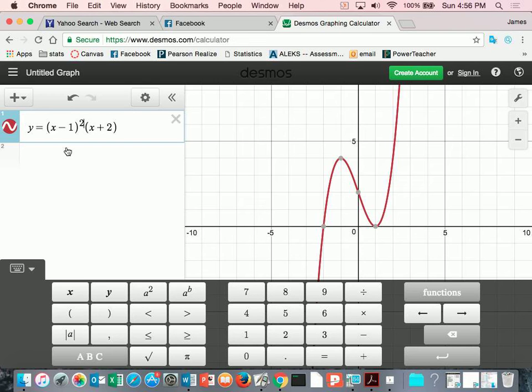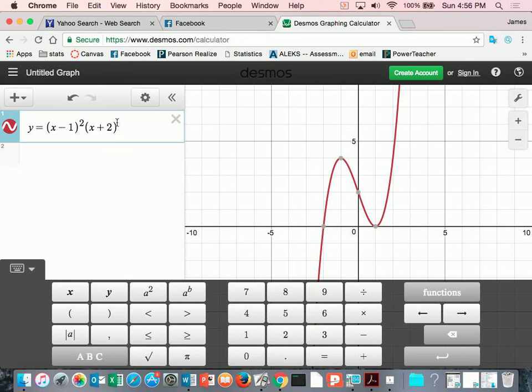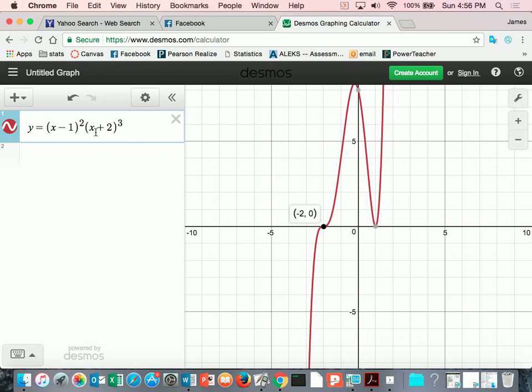At 1, what did the function do? It didn't cross. It was tangent. What did it do at -2? It crossed. So let's add a power other than 1 there. This is a power of 1 right now, so that wouldn't change at all. Let's change that power to 3. At a power of 3, it crosses, but it kind of flattens out a little bit.